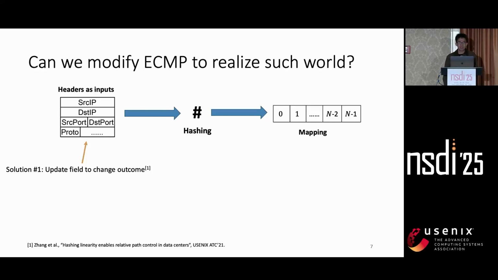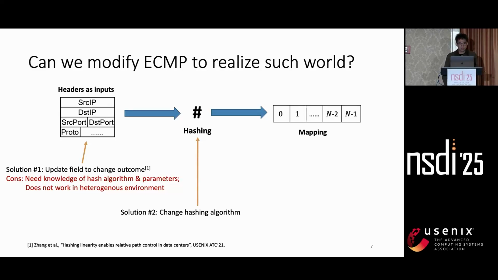In fact, a previous work has done this and found that it's possible to leverage the linearity in hash algorithms. However, the downside is that it requires knowing the hash algorithm and parameters in advance, and also the proposal does not work in a heterogeneous environment, where there are different kinds of hash algorithms used by different types of switches. Okay, let's move on to the next stage. Can we modify the hash algorithm itself to produce different outcomes? Unfortunately, the answer is no. So randomness still exists. We cannot easily find two hash algorithms that always produce different outputs with the same inputs. So precise traffic control cannot be guaranteed.